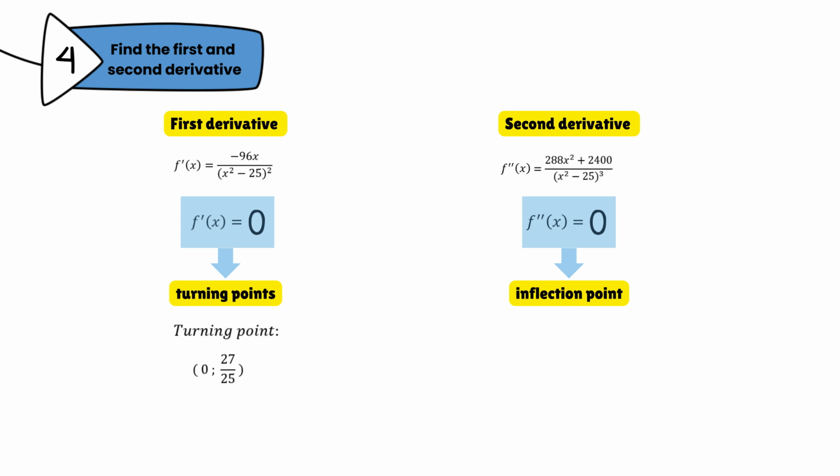We calculate this point by setting our second derivative equal to 0. When we do this, we once again focus only on the numerator of the fraction and set it equal to 0 because we know the denominator cannot be 0.